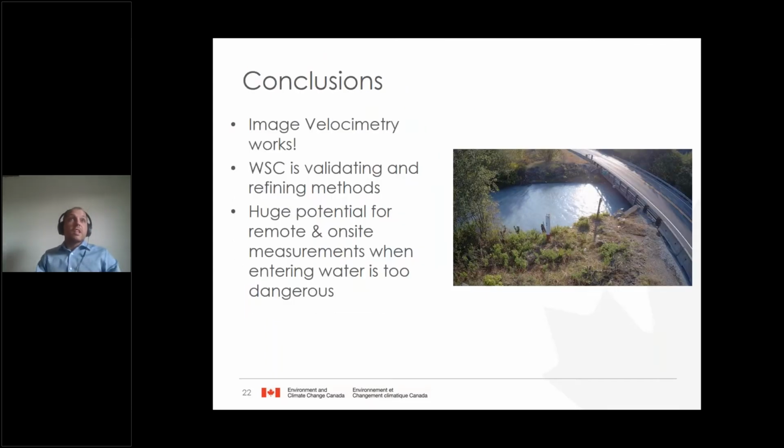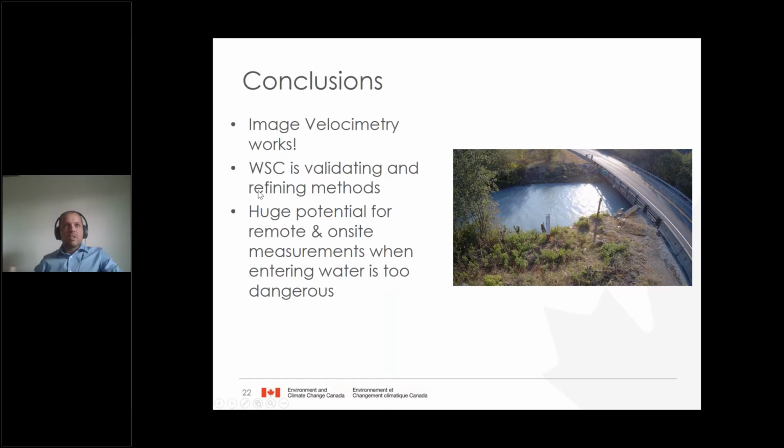So in conclusion, we've seen that image velocimetry works, and Water Survey of Canada is validating and refining these methods. I've basically just shown you a prototype. There's a lot of problems that I didn't show, and it's still very much in the prototyping phase, but I'm optimistic that it's a very good method. And it has huge potential for remote measurements.